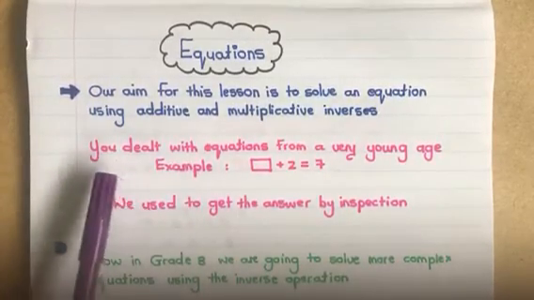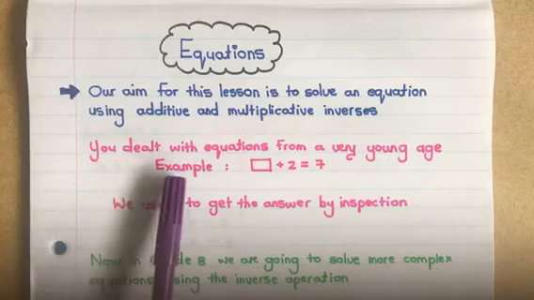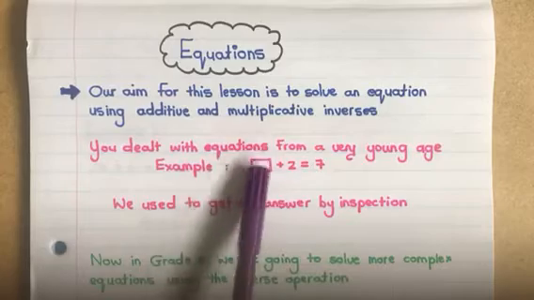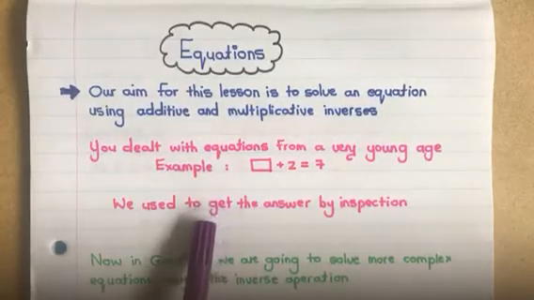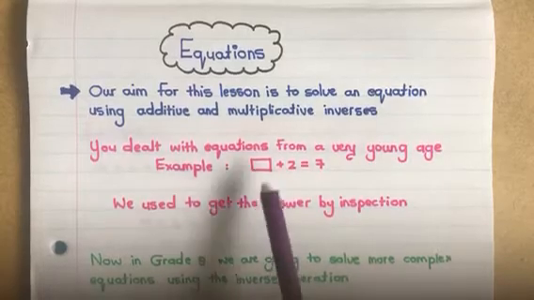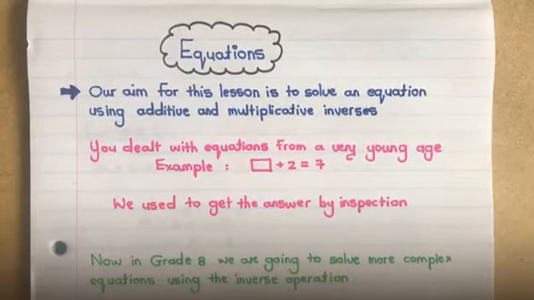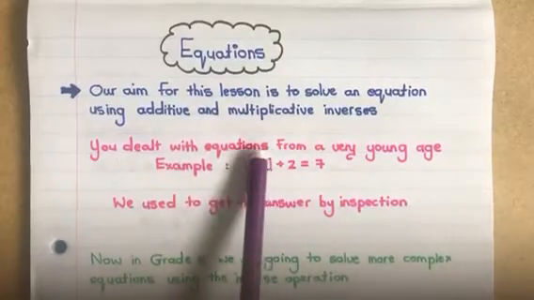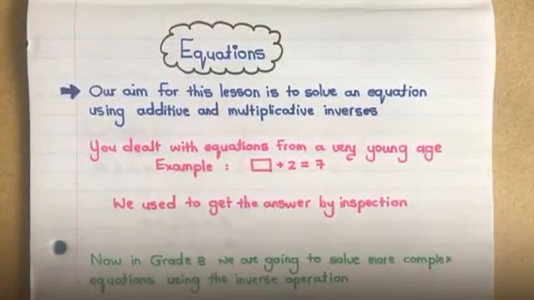I think grade 1 or 2 even, you started dealing with these types of sums where it was a little block and it said what plus 2 is equal to 7. And in that block you had to say, all right, and we did this mainly with inspection. So we would have thought maybe 4 plus 2 is 6, no, 5 plus 2, yes, okay, the block, so the answer in the block you would have written in then is 5. So now in grade 8, we're going to start with a little bit more complex equations using the inverse operation. So actually from grade 1 or 2, you've actually started using equations. So in that little block, now that block gets replaced with a little x.